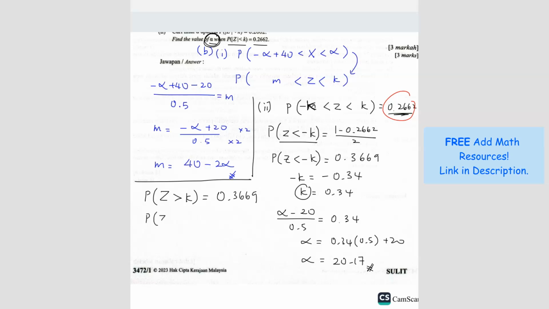So 0.34. Sorry, it's not that, it's K. K equals 0.34. So 0.34 is K. Same thing, we are using alpha, right? So alpha minus 20 over 0.5 equals 0.34. So we are back at this step already. Then you just do like normal, so you get back the same answer. Alpha equals 20.17.